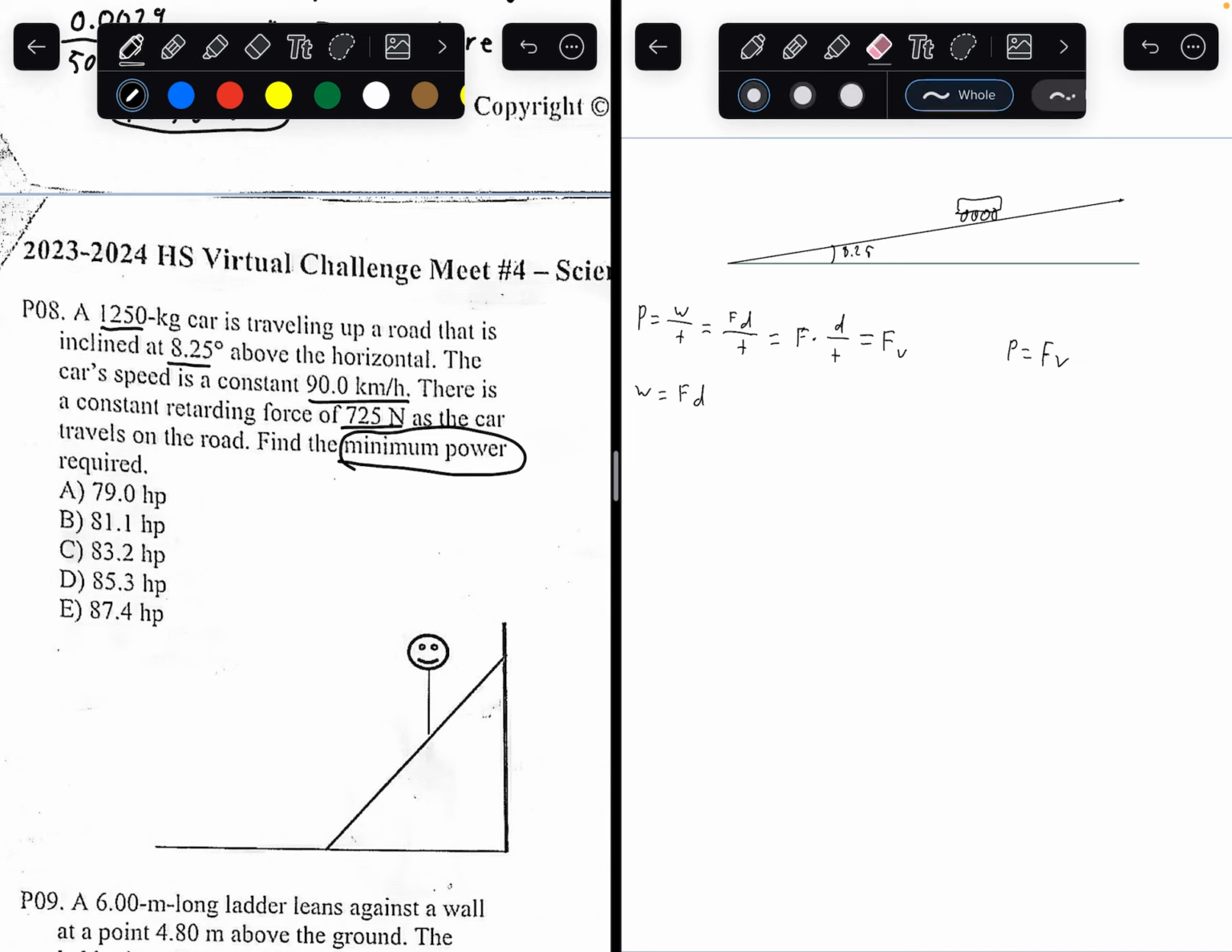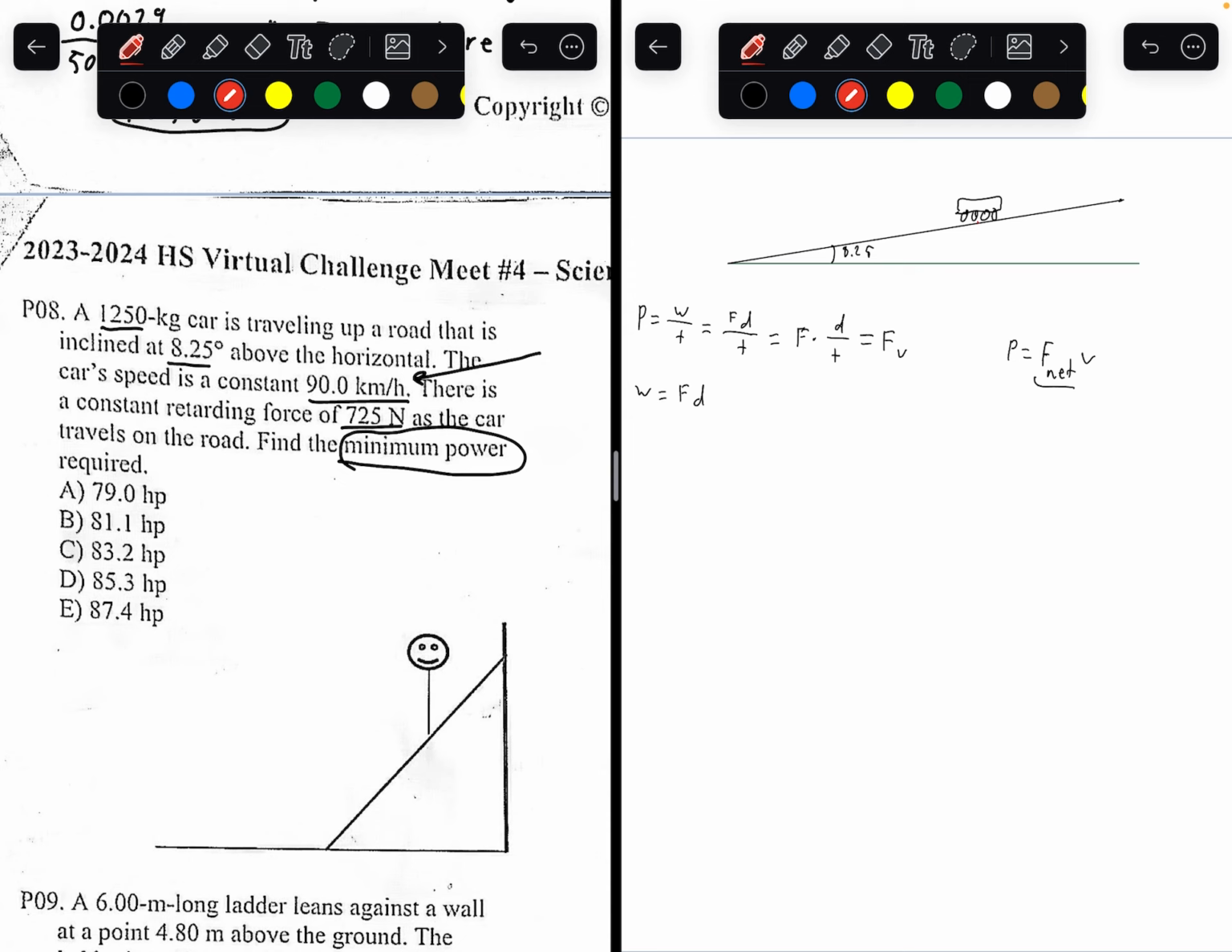In this case, it would actually be net force. Don't just write force. Net force times velocity, and we have the velocity already. The velocity is given to us as 90 kilometers per hour. So we have the velocity, but we need to find net force now. So what are all the forces acting on this car?